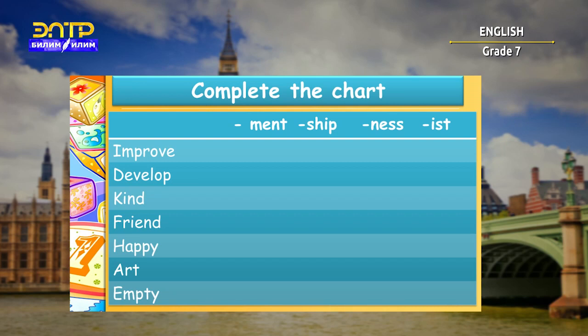And the next task is also about forming nouns with the help of suffixes. Here we have to complete the chart with the given words and appropriate suffixes. I'm going to give you some time.